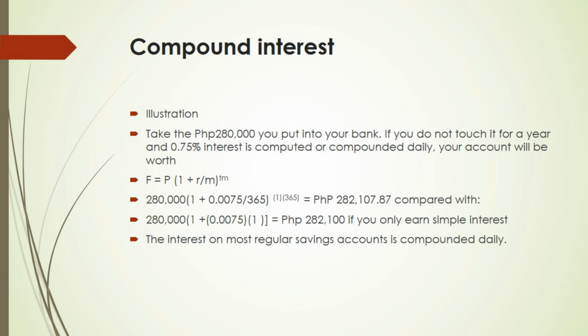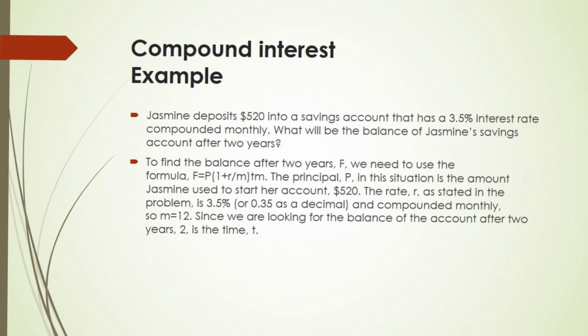Illustration. Take the $280,000 you put in your bank. If you do not touch it for a year and the interest is computed or compounded daily, your account will be worth $282,107.87 pesos compared with $282,100 if you only earned in a simple interest. The interest on most regular savings account is compounded daily.